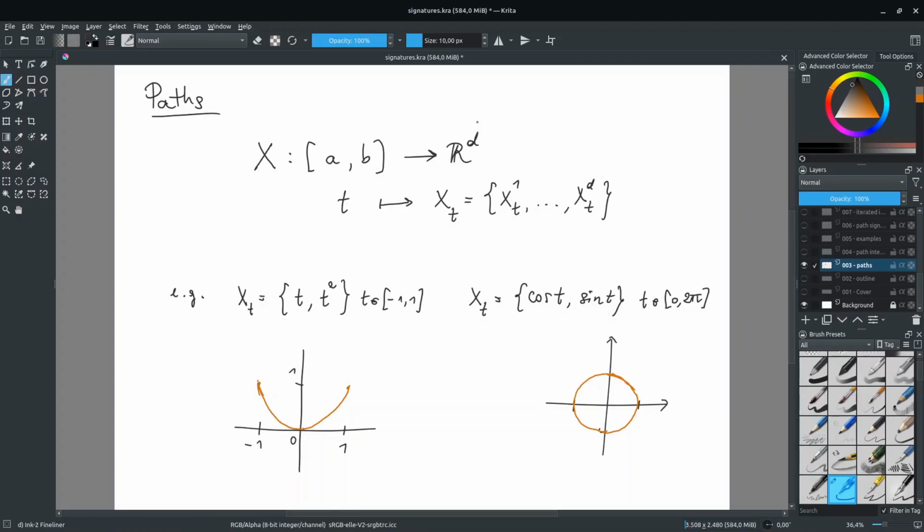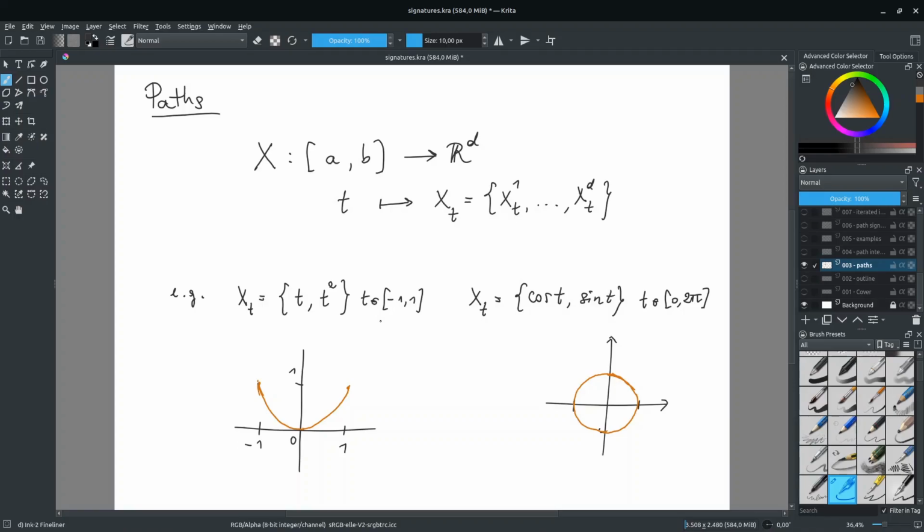For example, the path on the left is simply the graph of t squared on the interval -1 to 1. But I don't always have to have t, the identity, as one of my components. I can have, for example, on the right, cosine of t and sine of t, and that obviously draws a circle. So a path is just a curve in some space, and you want to do things with that.